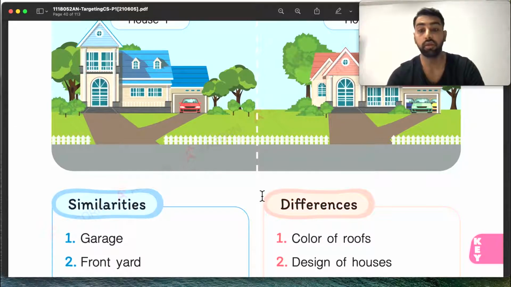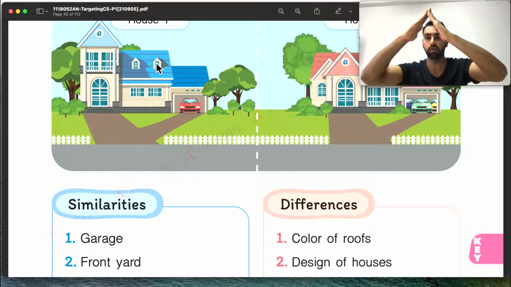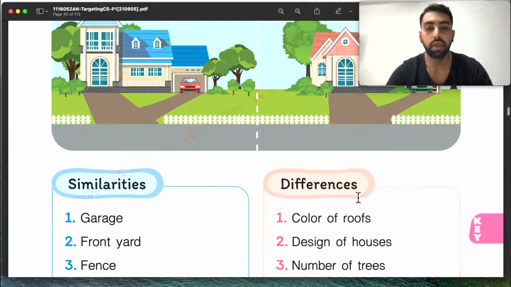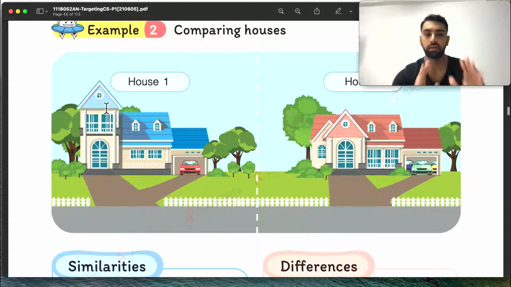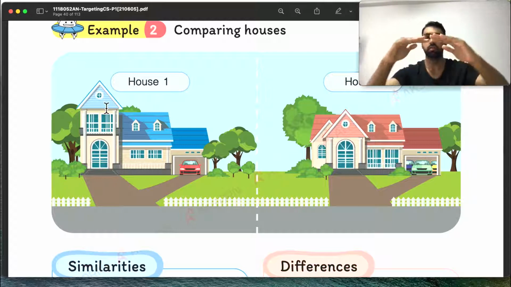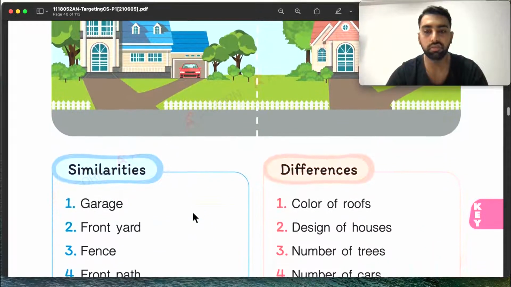What is not the same? The color of the roof. This is the roof. Okay, the color of the roof is different. It's blue and it's orange, I guess, brown. Okay, and number 2, design of the house. The houses do not look the same. You see that this house is like this, and this house is like this, and this, 2 steps. All right, so they are not looking the same.